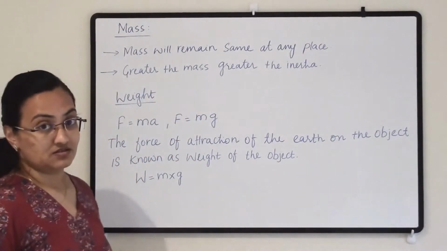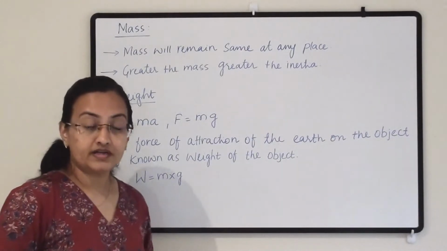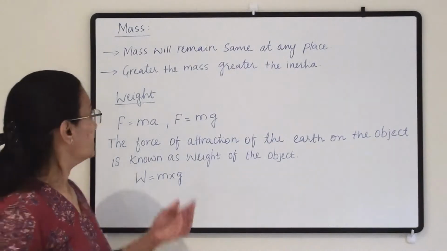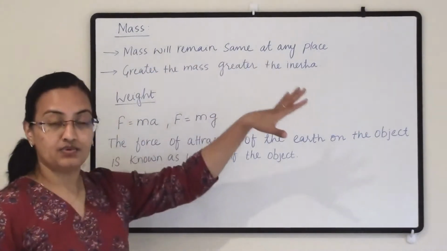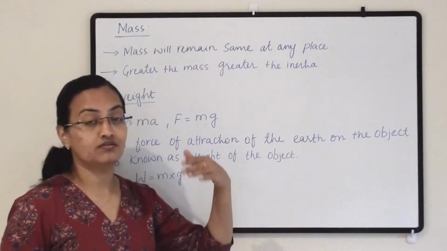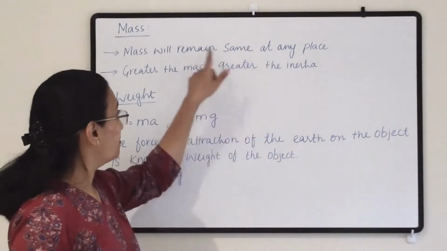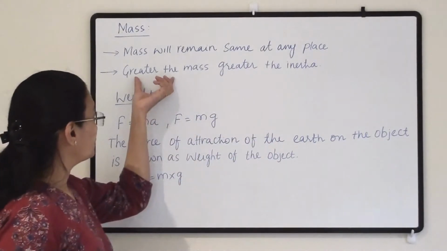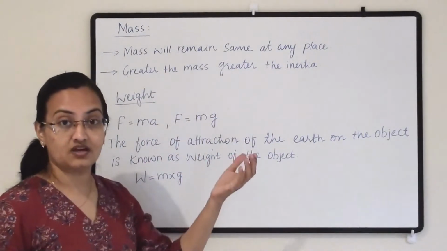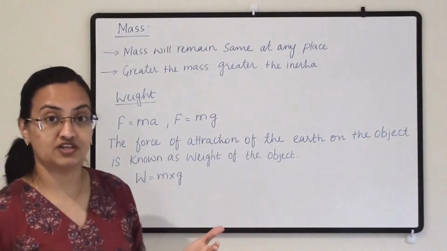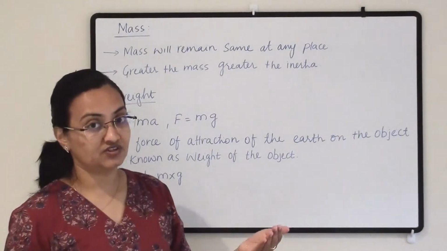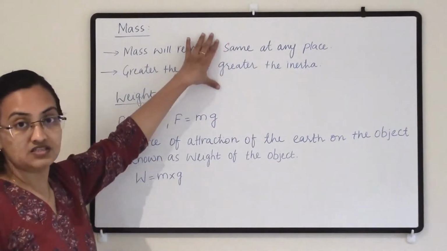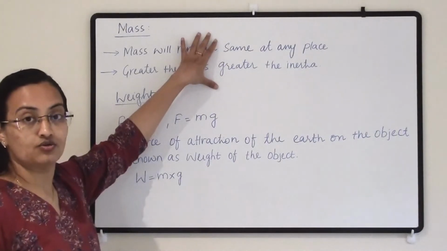So what is mass? Mass is a constant quantity attached with the body. It will never change as the place changes. Mass will remain the same at any place, whether you are on the earth or on any other planet. From the previous chapters, we know that greater the mass, greater the inertia. As mass is more for the object, the inertia will be more for that object. So that is all about mass, which never changes whether the condition or the place changes.